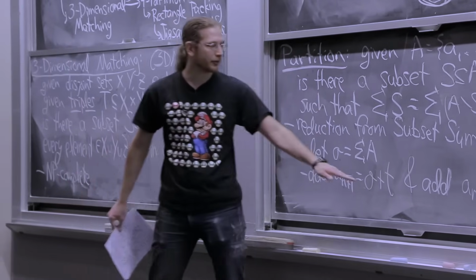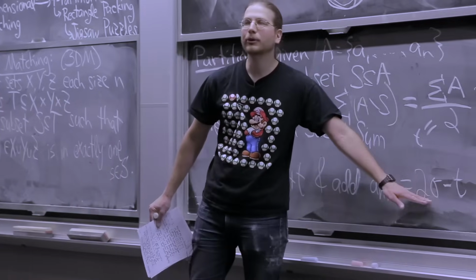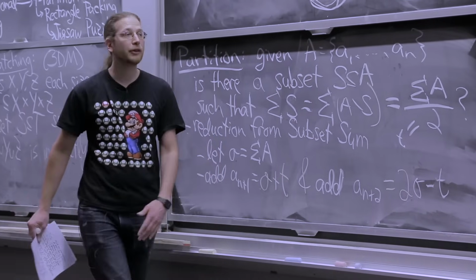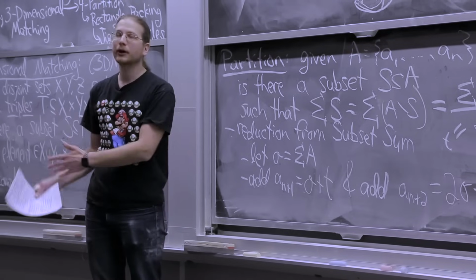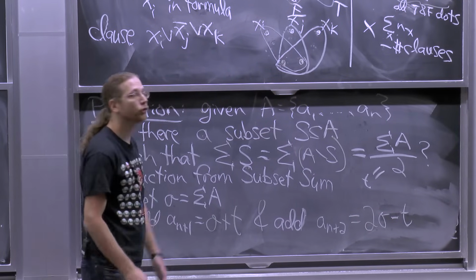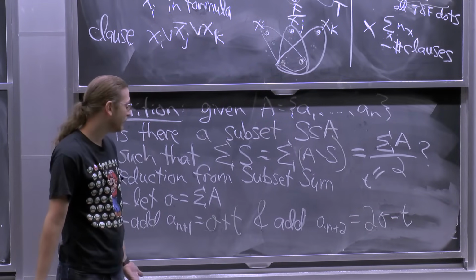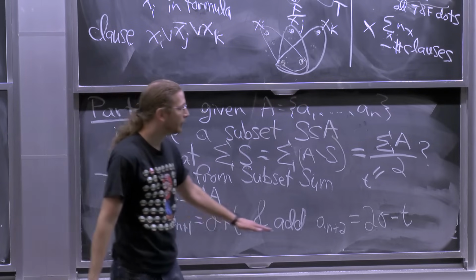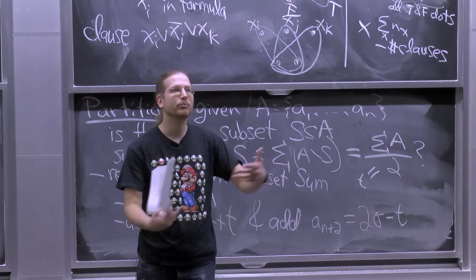So there's the side that has sigma plus t. There's the side that has 2 sigma minus t. And then there's all the other n items. And some of them are going to go to this side. Some of them are going to go to this side. Their total value is sigma. Right now, this is close to sigma. This is close to 2 sigma. So they have to kind of meet in the middle.